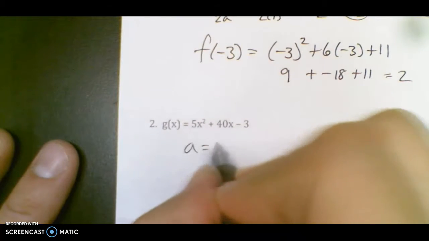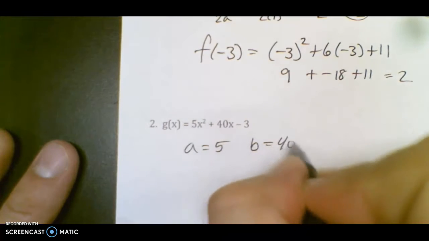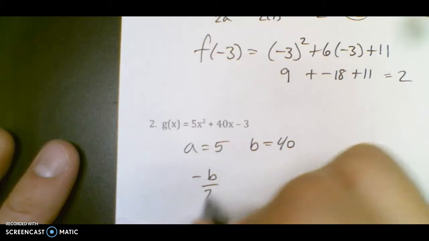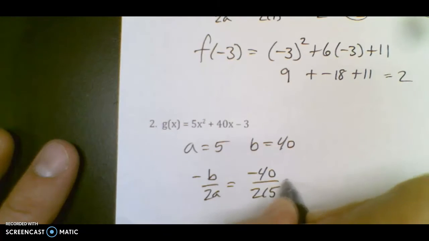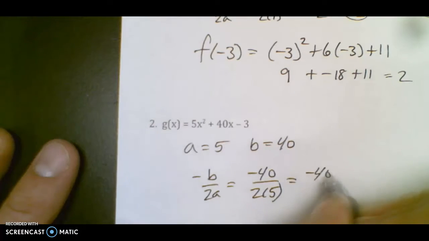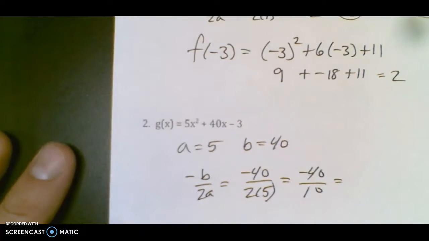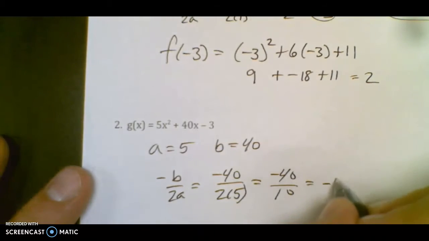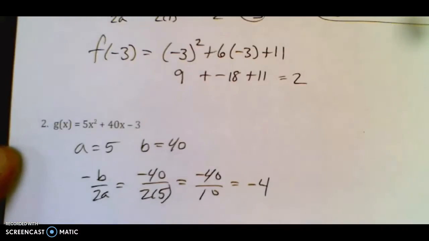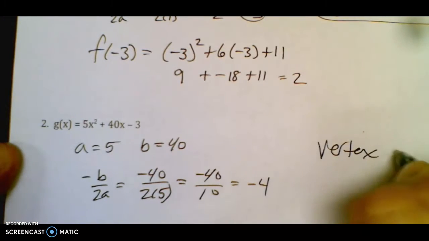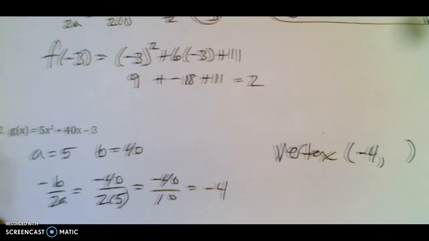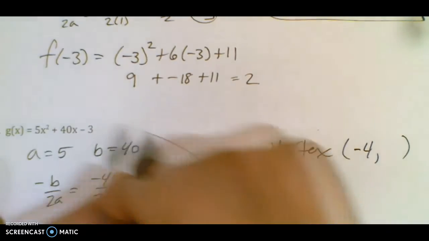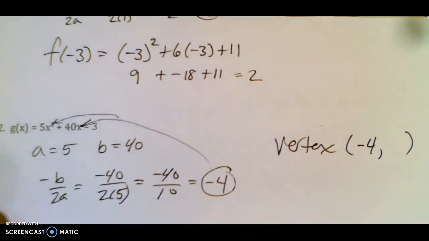a is 5, b is 40. So I'm going to do negative b over 2a, which is negative 40 over 2 times 5. And my answer is negative 4, which means the vertex is at (-4, something). And remember, I find this something by taking this guy and plugging him back into the original equation.